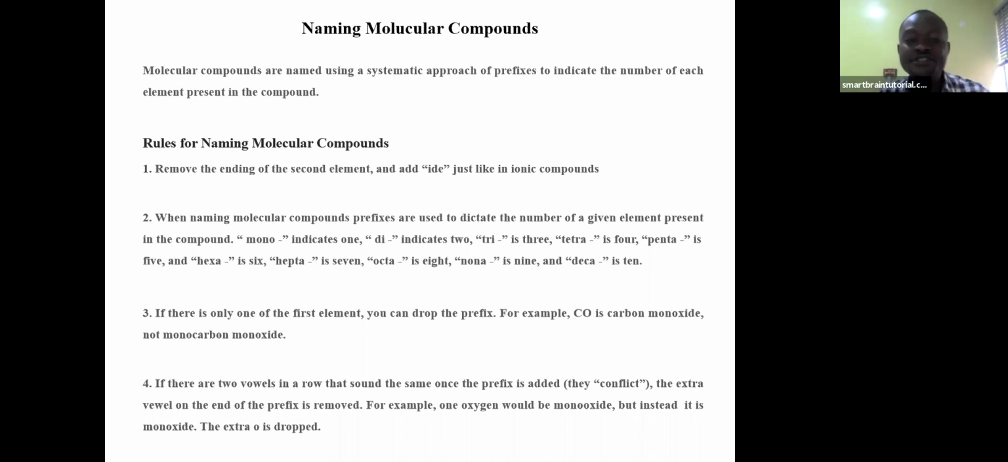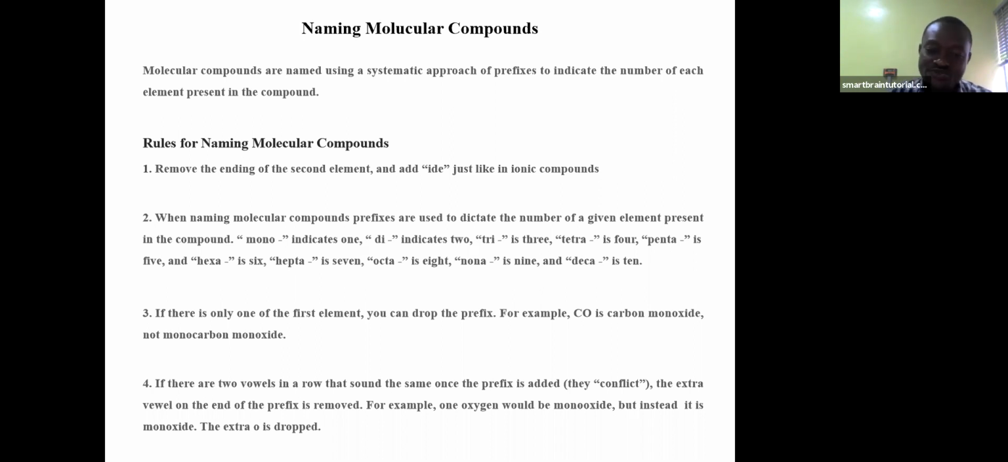If there is only one of the first element, you can drop the prefix. For example, CO stands for carbon monoxide, not monocarbon monoxide. Now we have just one carbon, one oxygen. So the mono there is saying oxygen is 1. So we have carbon, then monoxide.